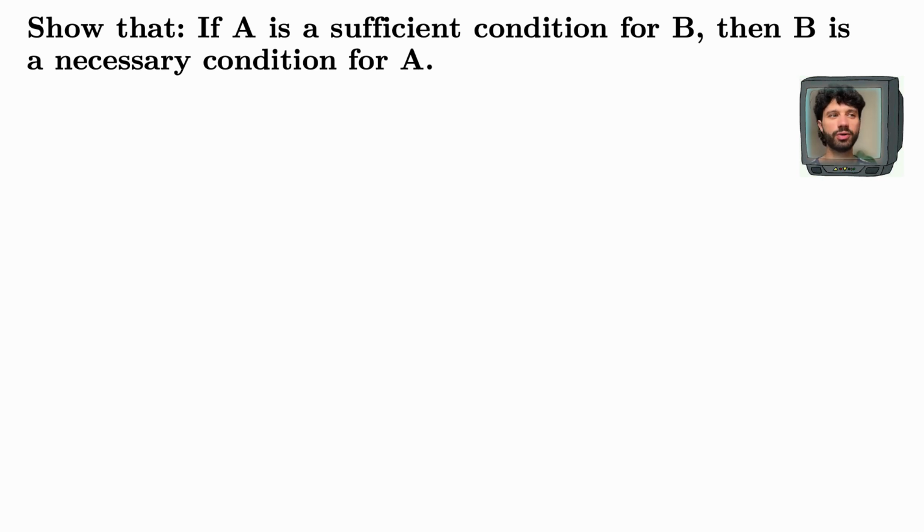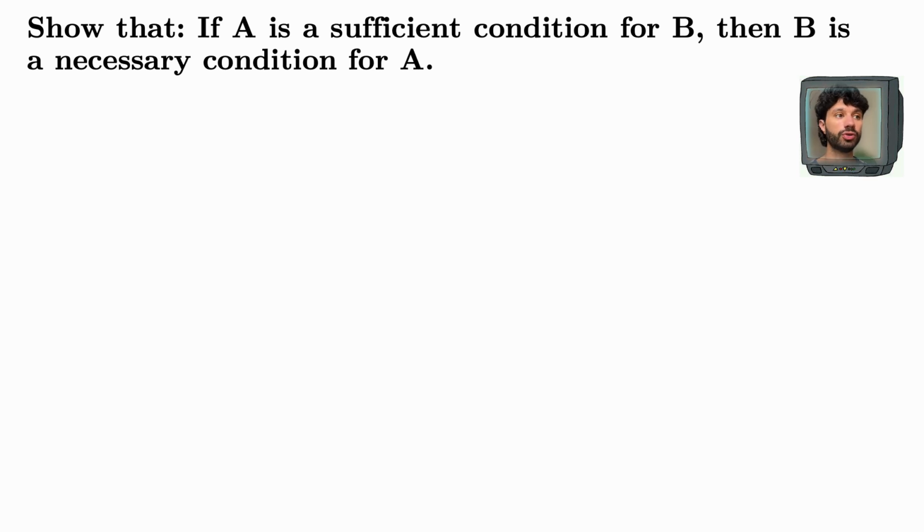You might have already noticed that there seemed to be a sort of symmetry between sufficiency and necessity, right? But just having that feeling isn't sufficient for it being true. We need to show it with a proof, and that's what we're going to do. So how do we even begin? So, okay, the statement we want to prove is if A is a sufficient condition for B, then B is a necessary condition for A.